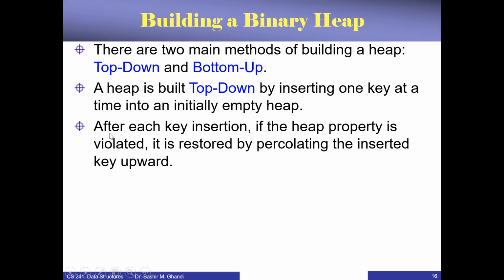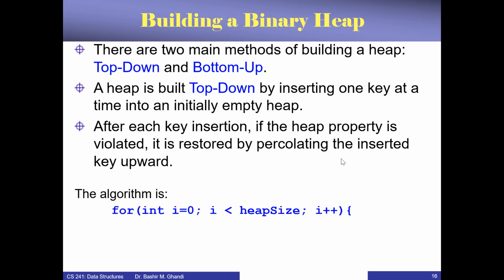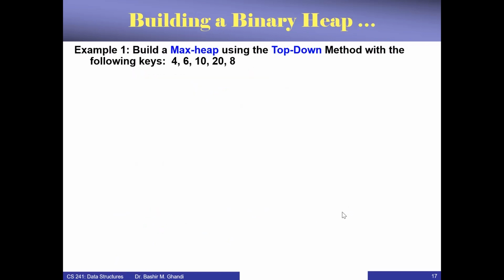And we saw how to do the enqueue. After inserting a key, if the heap property is violated, it has to be restored, calculating upward. Okay, this is the algorithm. Just for i from 0 to the number of elements that you have, just read the next key and then enqueue it. So just repeated enqueue. This is called top-down. There's nothing new about the top-down method.